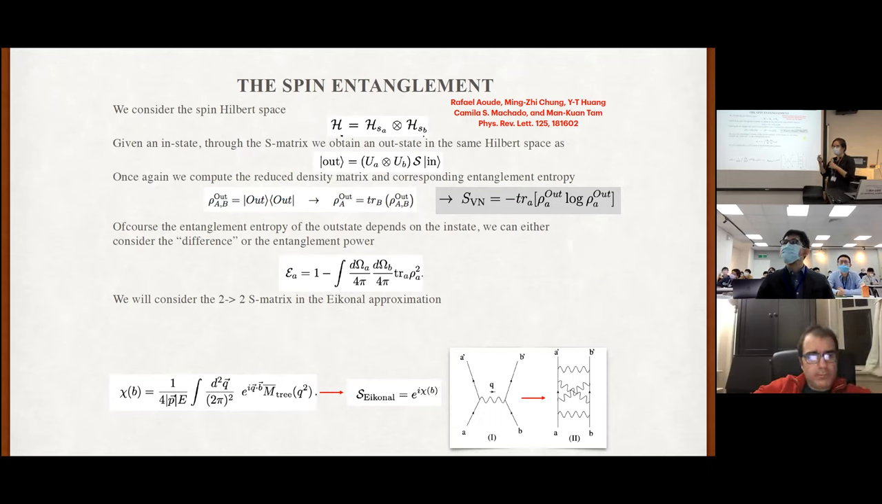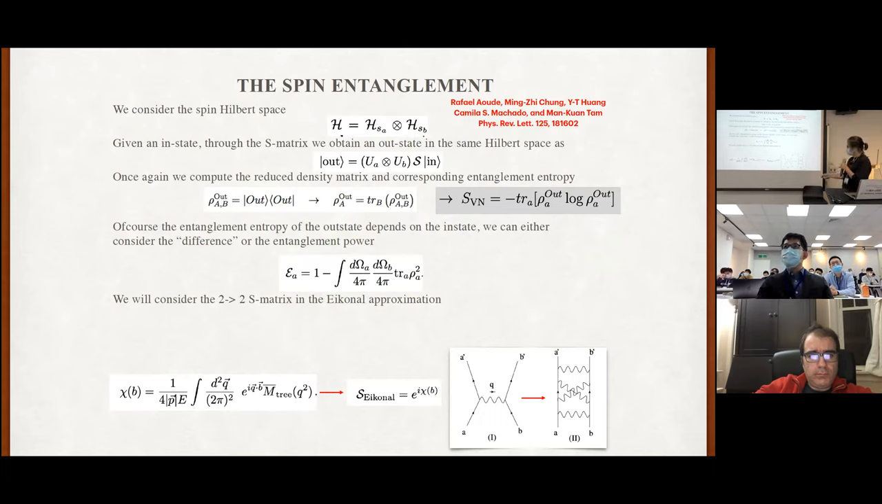Of course, you might say that this quantity might depend on what the in state entanglement entropy is. You can also consider another entanglement object, which is called entanglement power, which also measures the change of entanglement. I won't go into detail here. The underlying statement is just that you can use whichever you want. The result of what I'm going to tell you is exactly the same.